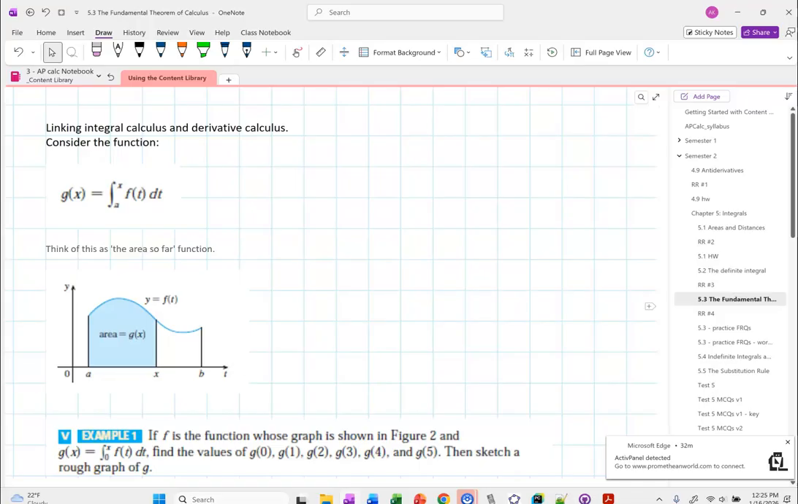What does this kind of sound like? It should kind of sound like a derivative, where the derivative is going to calculate all the slopes of the tangent lines for a curve, right? This is kind of the same, an equivalent idea, where this is going to calculate all the possible areas under the curve. Everybody okay with that idea?